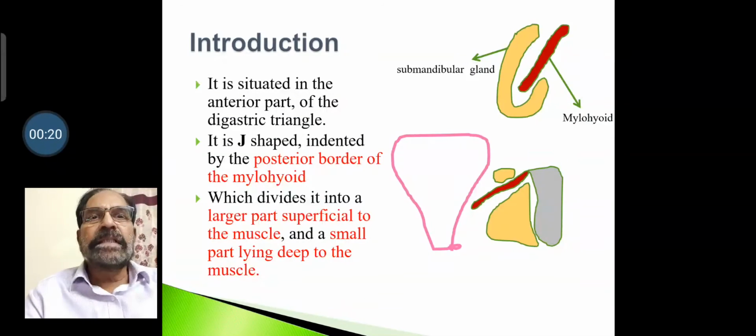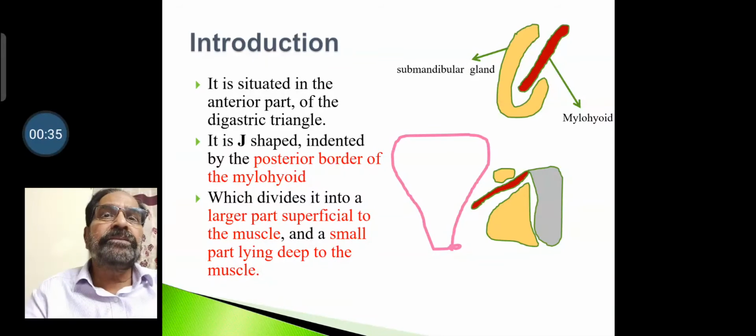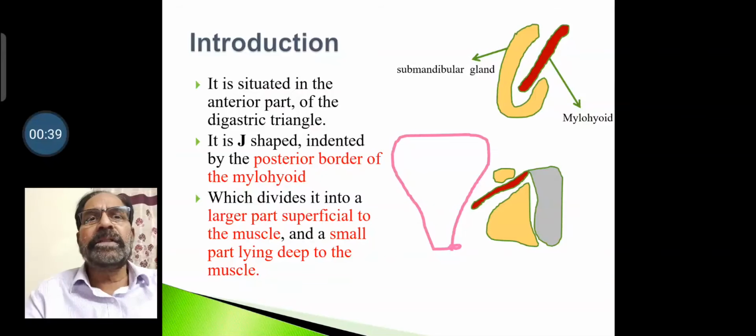So in the picture you can see that it is divided into two parts by the mylohyoid muscle, that is superficial and deep part, and it is J-shaped. So it is situated in the anterior part of digastric triangle. It is J-shaped, indented by the posterior border of mylohyoid.